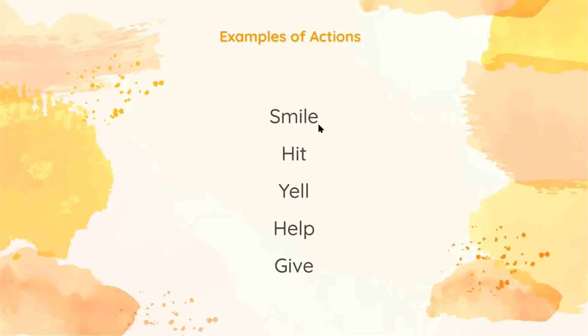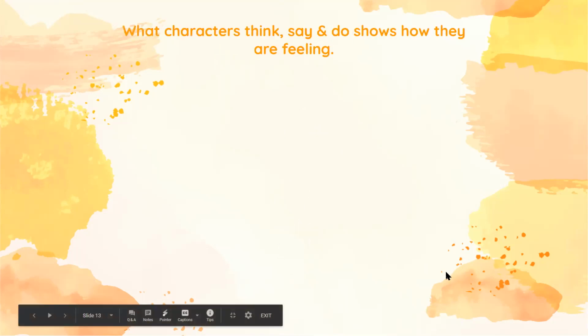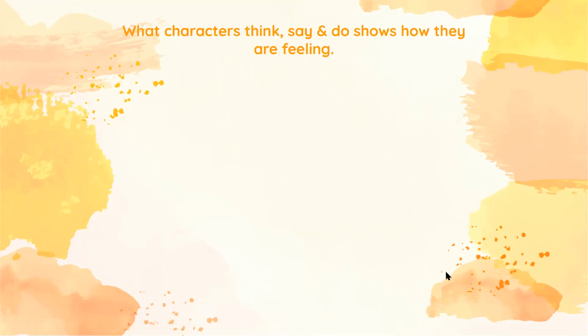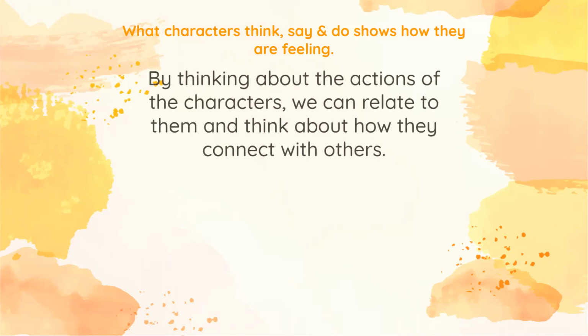Smiling might mean happy, hitting, angry, yelling. It could be angry or it could be scared. Helping could be happy. Same thing for giving. What characters think, say, and do shows how they are feeling. By thinking about the actions of the characters, we can relate to them and think about how they connect with others.